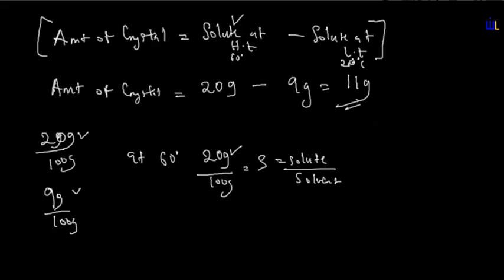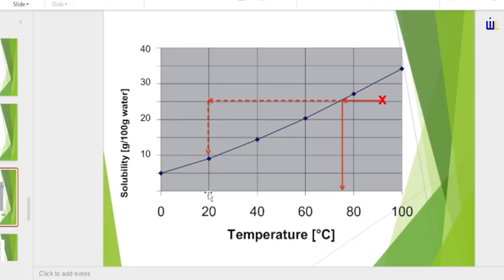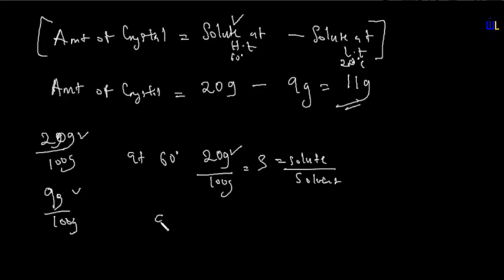Then at 20 degrees, let's check. 20 degrees is not 10. This is like 9. It's below 10. Trace it. It's like here. So this is like 9. So that's why we said at 20 degrees, which is the lower temperature, we have 9. So at 20 degrees, it is going to be 9 gram per 100 gram. But please, the solute is the one on top. So that's why we chose 9. Is it clear?